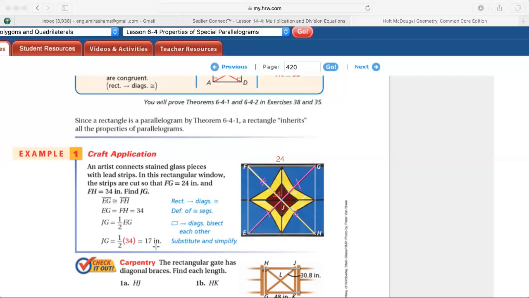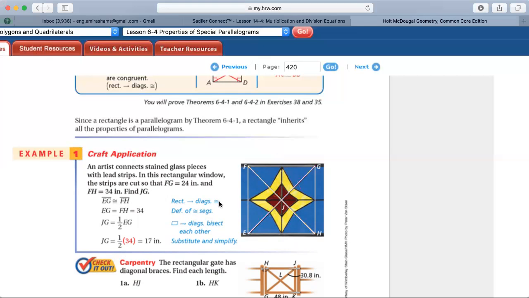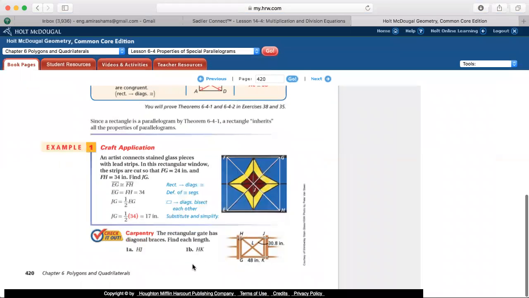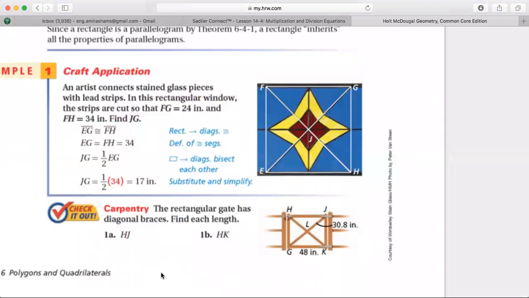Okay, girls? Repeat it or got it? Okay. Let's solve this one. Okay, please solve 1A and 1B and send me your answers.